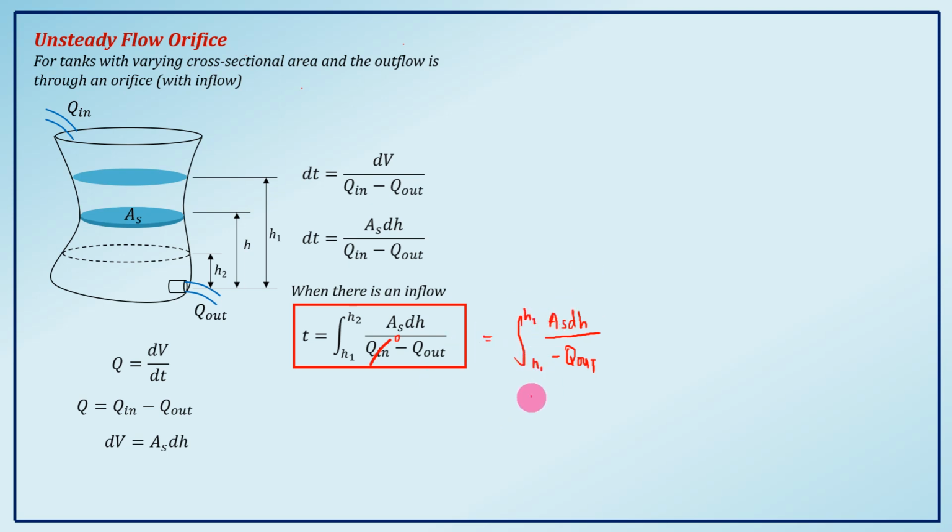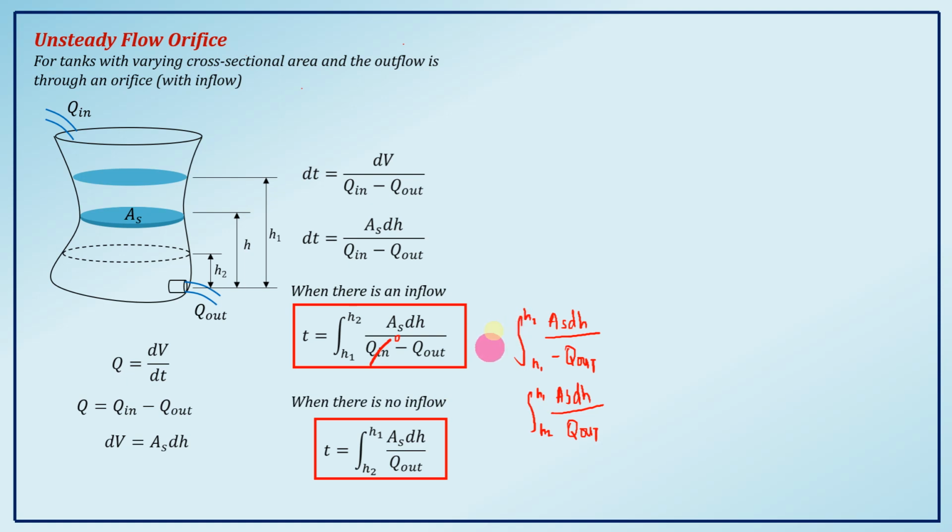So, we will have AS dH over Q out, with H1 and H2. Our upper limit will be H1 and the lower limit is H2, for us to get a positive value of time. So, that would be the equation for a varying cross-sectional area with outflow and no inflow. You need to be familiar with integral calculus for problems like this in hydraulics, since they combine.